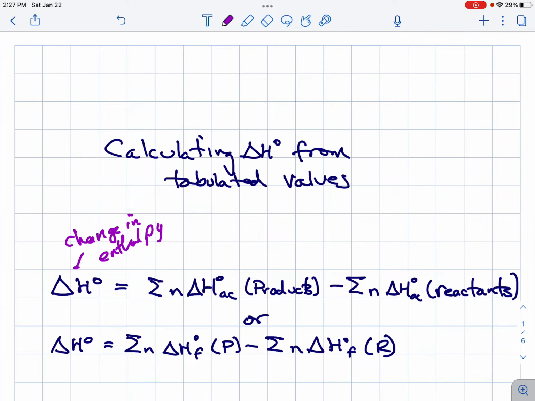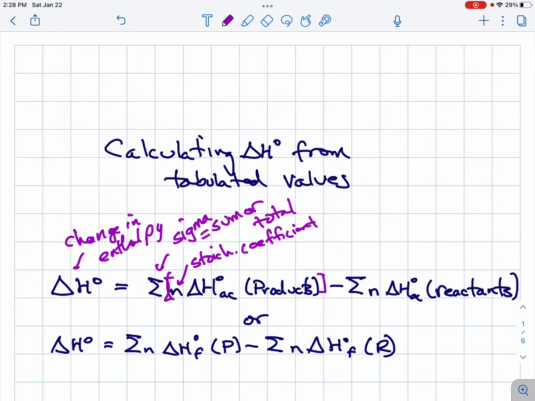Then you're going to see this symbol a lot. This is an uppercase Greek sigma. What it means is sum or total. Anytime you see that sigma, it means you're going to add up all the things that come after it. And what comes after it is n, referring to the stoichiometric coefficient, not the actual number of moles, which is an annoyance of mine. Sometimes when I write this equation, I don't write the n because it confuses people. In this case, the n is referring to the stoichiometric coefficient. A lot of textbooks write it this way, so I wanted to bring it up.